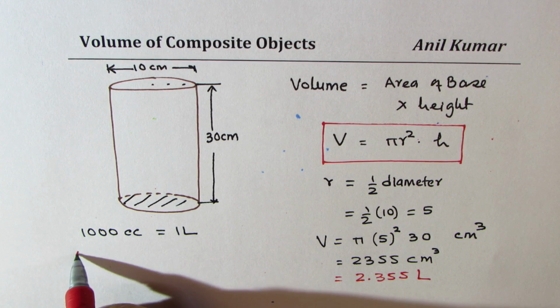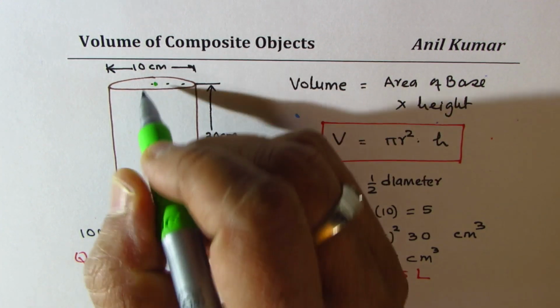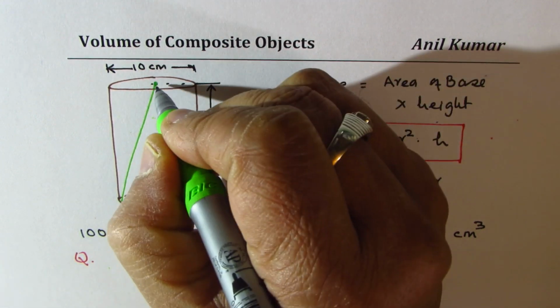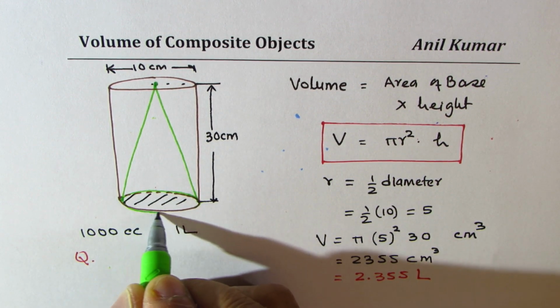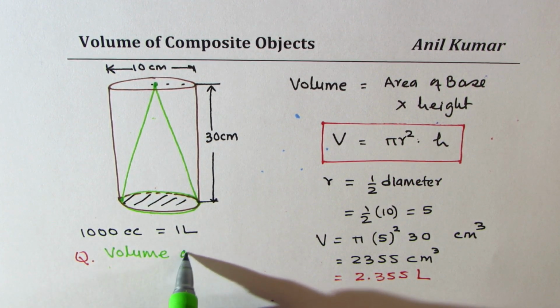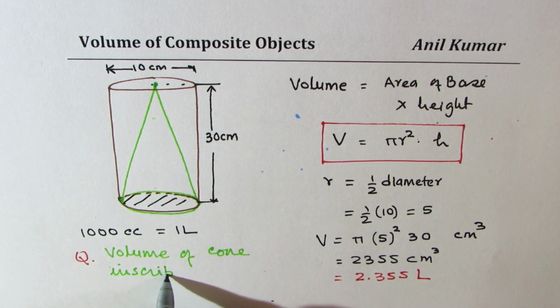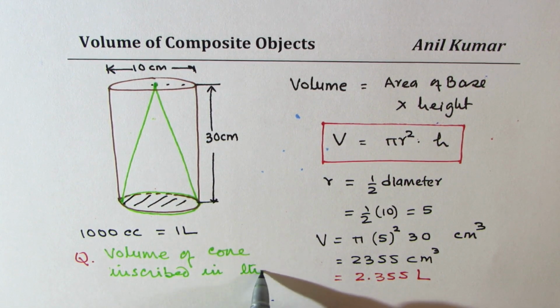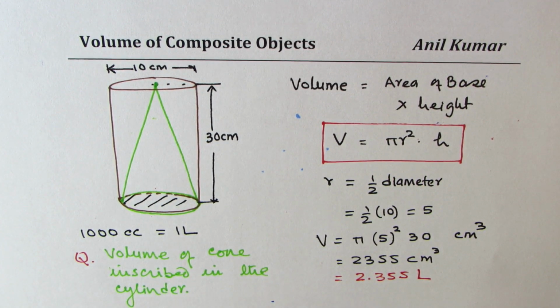Now here is a question for you. Question is that if I have a right circular cone inscribed in this, so that is my cone now, okay? I need to find the volume of the cone inscribed in the cylinder. You can pause the video and answer this question.